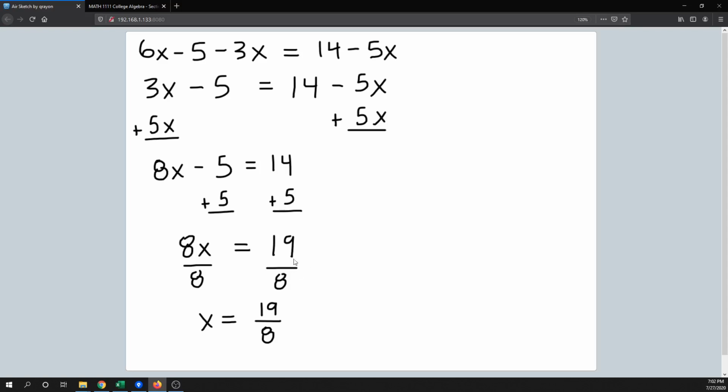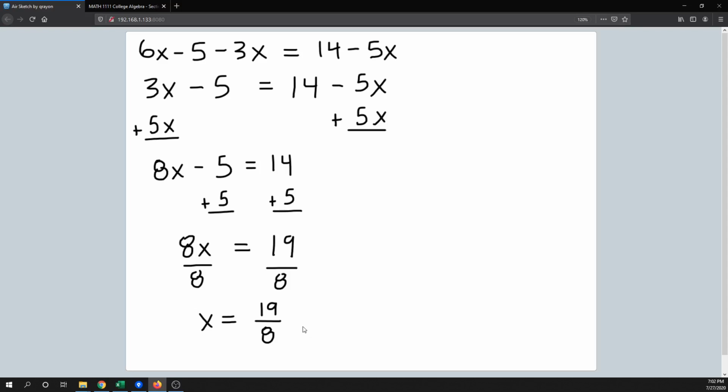On the right hand side I have 19 over 8. And that's a fraction. You just want to make sure that that is reduced as much as possible. And it is. 19 is a prime number, so there's no factor of 8 that will go into 19. So that's the final answer on this one.